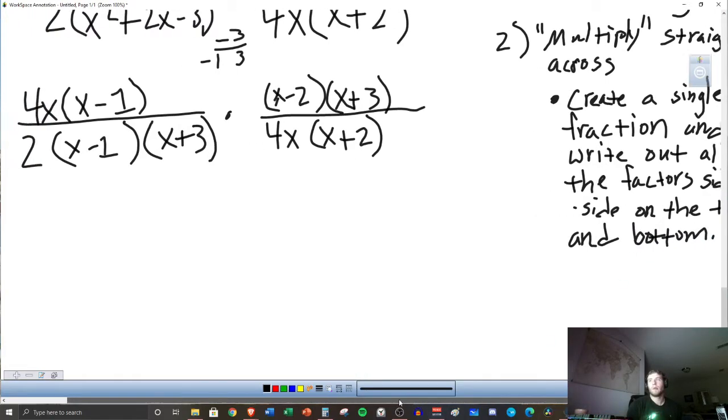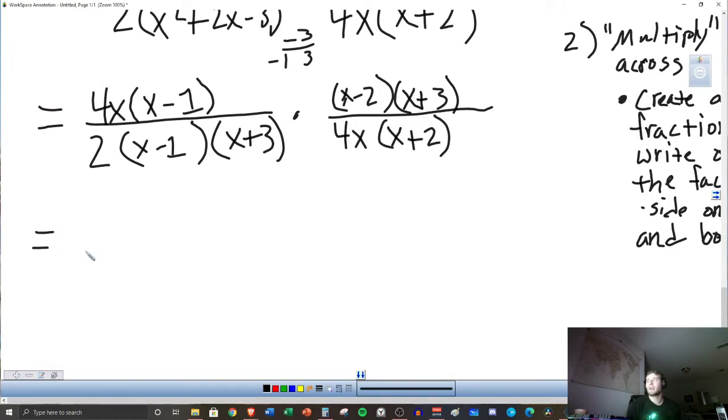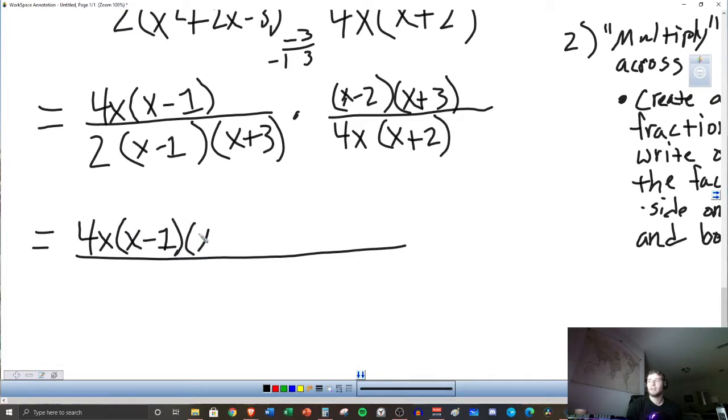So you might be wondering, where is the multiplication actually happening? Well, it happens in this step. So I'm going to write out 4x, x minus 1, x minus 2, x plus 3. That's all that is, the top being multiplied. We don't need to use box method for this. This is what we have.